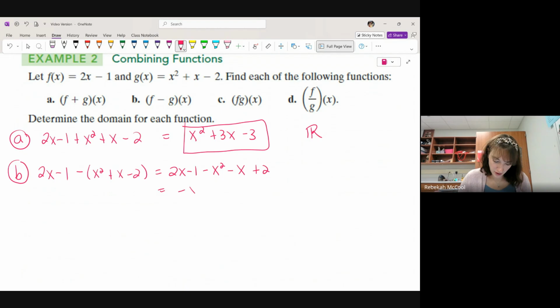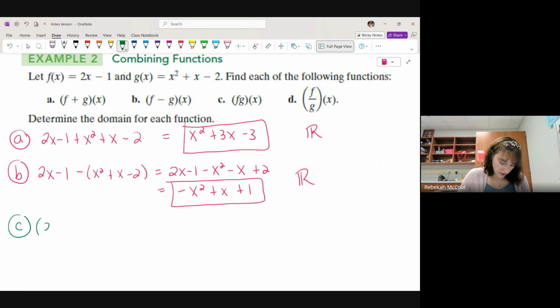So again, combining like terms, we'll have a negative x squared. 2x minus x is x, and negative 1 plus 2 is 1. Once again, when I'm thinking domain, I've got no issues here. So it's going to be all real numbers. Now C, we're going to multiply. So this is where we're going to have to use our distributive property.